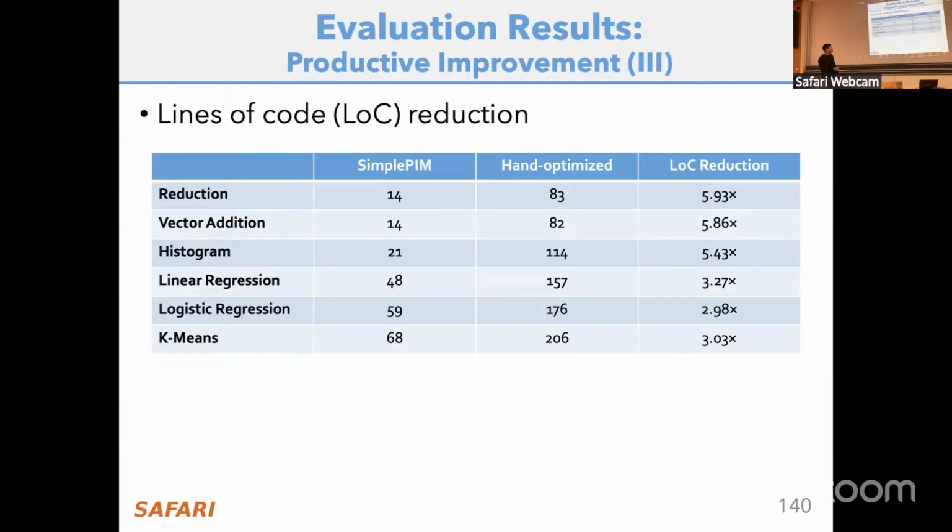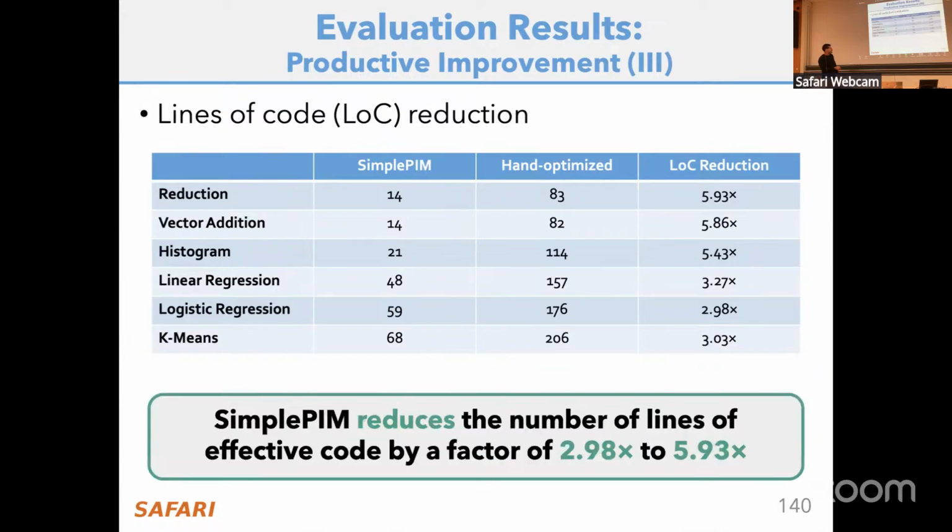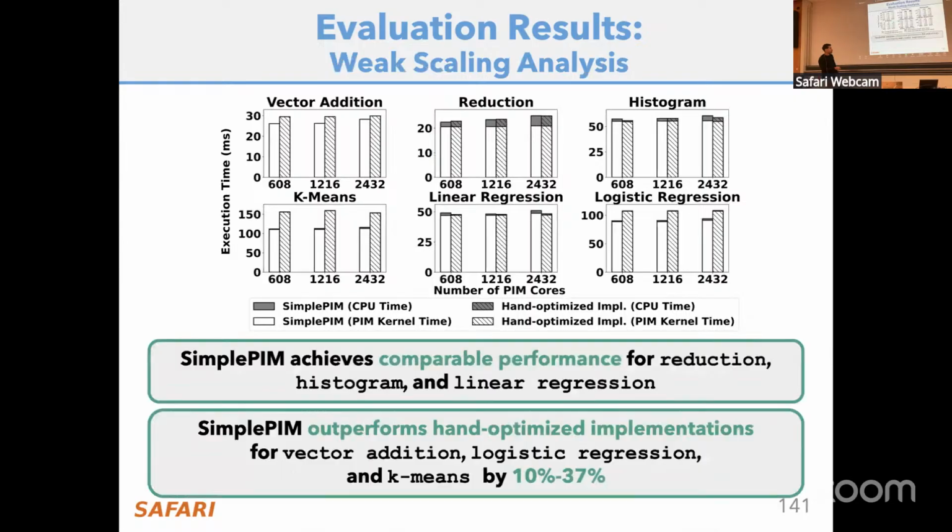So this is very good. This significantly reduces the lines of code to write some simple kernels compared to hand-optimized code, and also allows us to have performance comparable to the hand-optimized code because we apply some optimizations in the back end that I didn't mention over here.